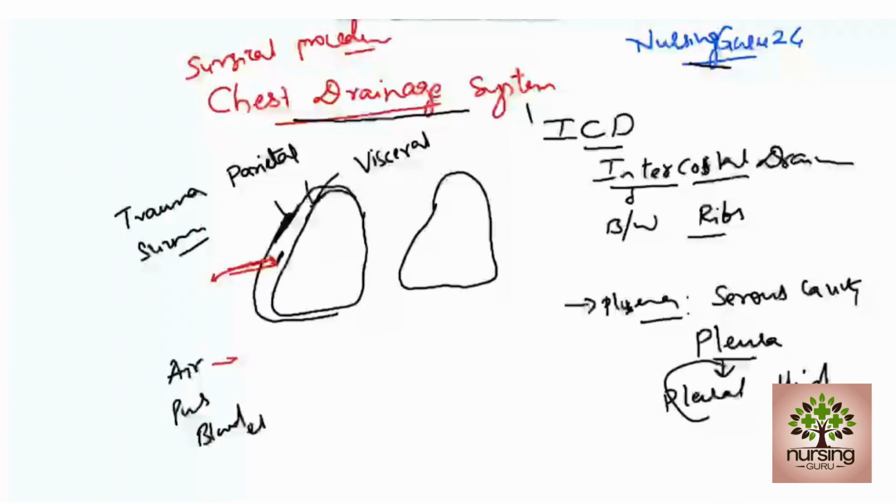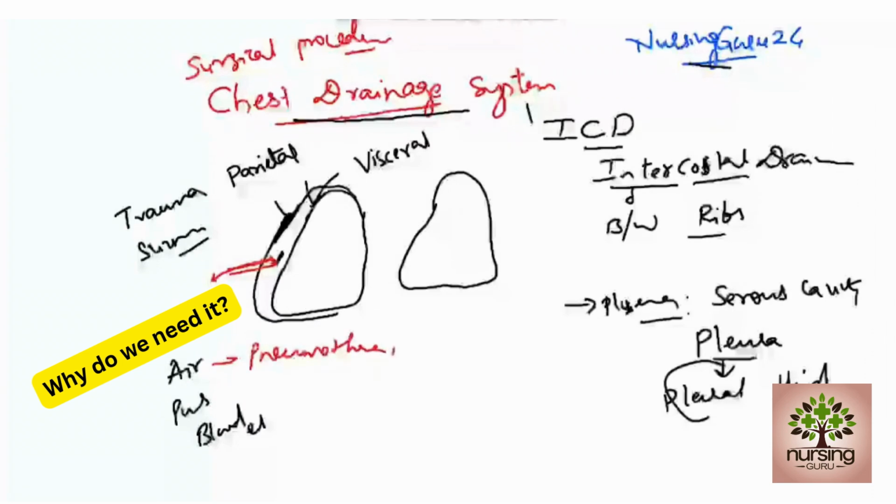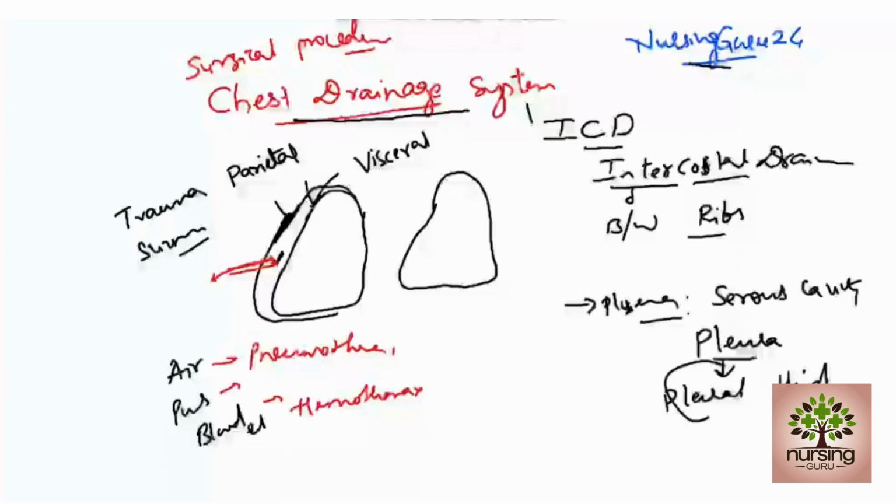Presence of air in the pleural cavity is called pneumothorax. Presence of blood in the pleural cavity is called hemothorax. Presence of pus in this space is called empyema. Or sometimes there may be a collection of fluid, that is called pleural effusion. Or sometimes there may be a collection of chyle, that is lymphatic fluid.